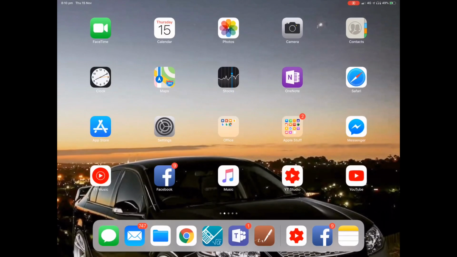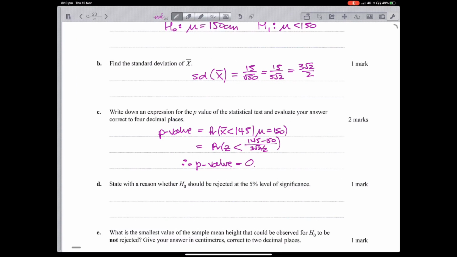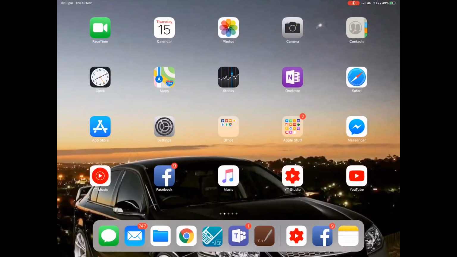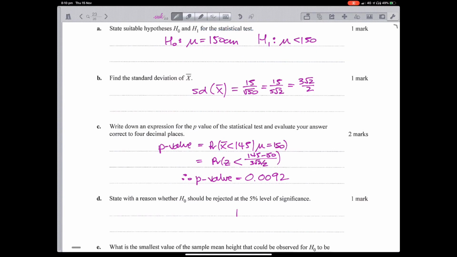Okay, 0.0092. Was it right? 4 decimal places. Okay. State with reason whether... Okay.